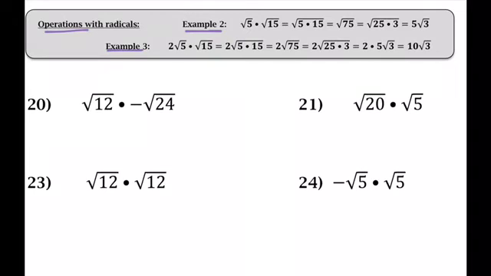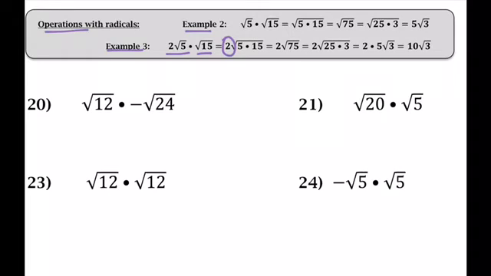Example number 2 says the square root of 5 times the square root of 15 is the same thing as the square root of 5 times 15. So what I'm trying to point out is you can write them separately or together, whichever one suits your purpose. Depending on what you're doing, you might find that it's easier to do one or another. Then example 3 is going the other way around. The 2 square root 5 and the square root 15, the 2 will stay outside. So whatever's outside the radical will stay outside.